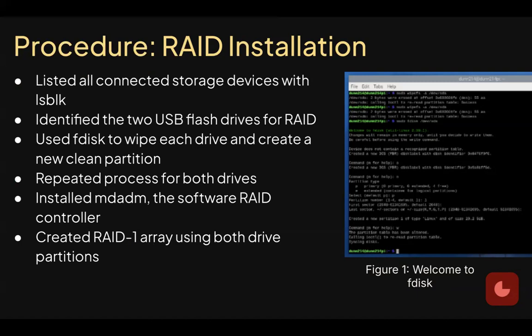After preparing the drives, I installed MDADM, which is a software RAID controller for Linux. Installing this basically prepares the system so it can create and manage RAID arrays. With MDADM installed, I created a RAID 1 array using the 2 new partitions, one from each USB drive. RAID 1 mirrors data, so anything saved to the array gets written to both drives automatically.